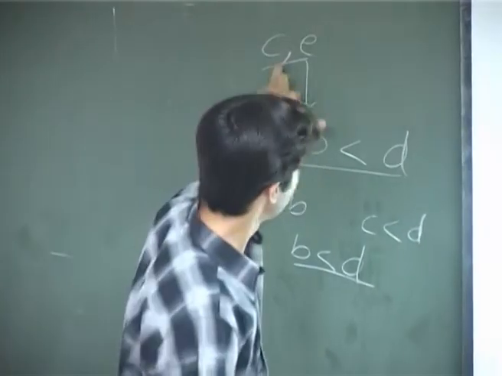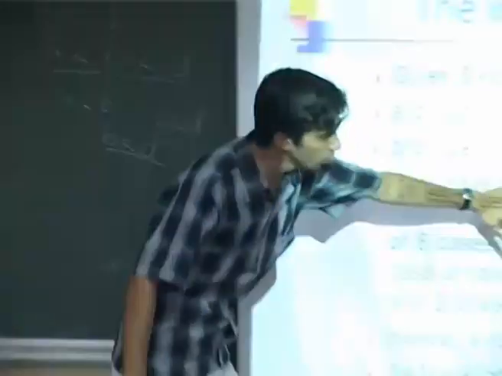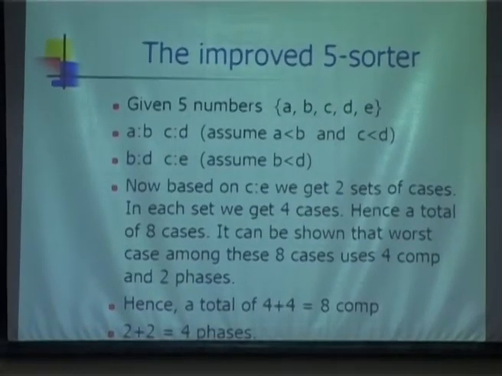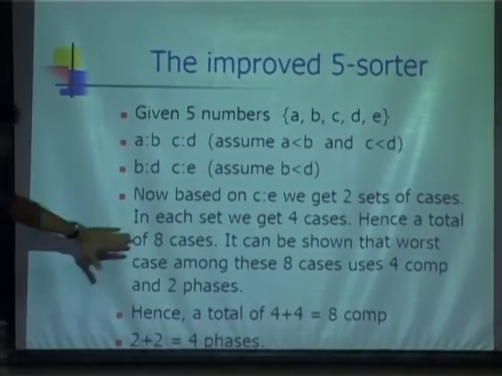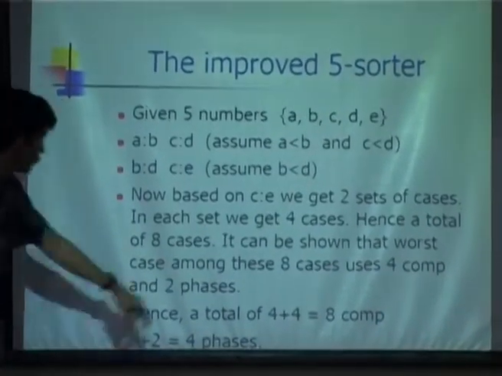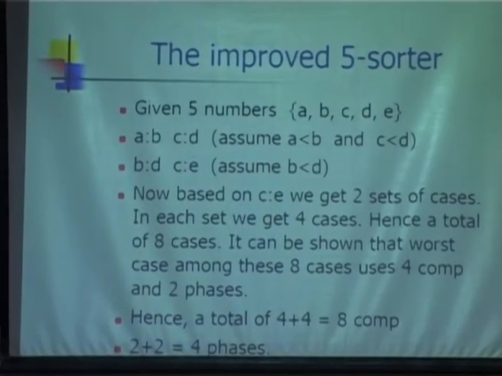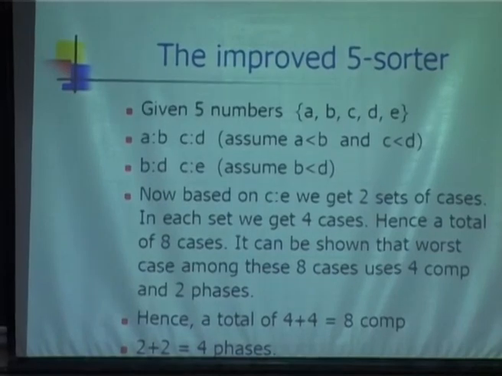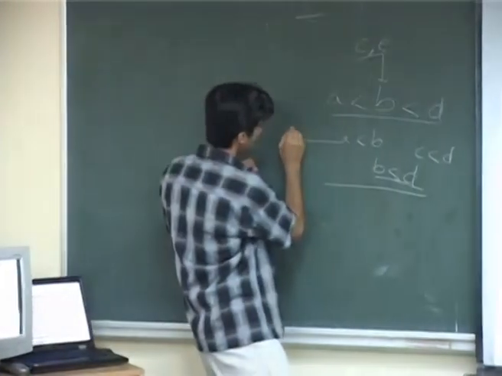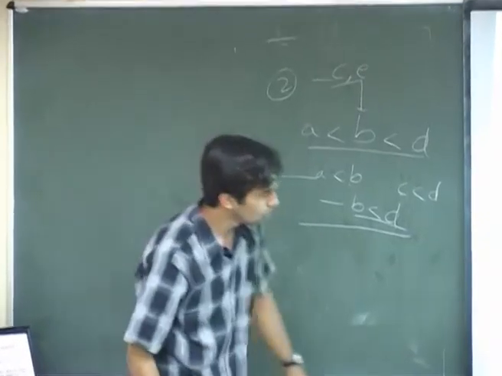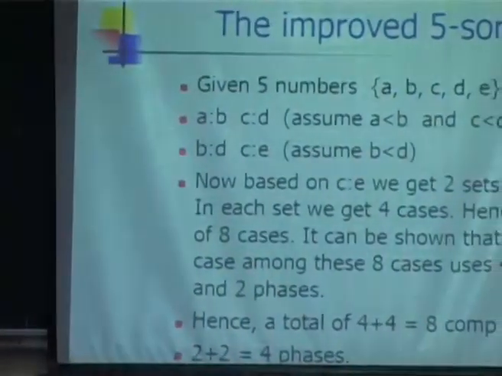Now based on the result of C and E, we get 4 cases in each of them. We get a total of 8 cases, and I'll show that in the worst case it takes 4 comparisons and 2 phases extra after this point. So at this point we have 4 comparisons, and these two happen in one phase, and these two happen in another phase. So we will use a total of 4 phases and 8 comparators for this.